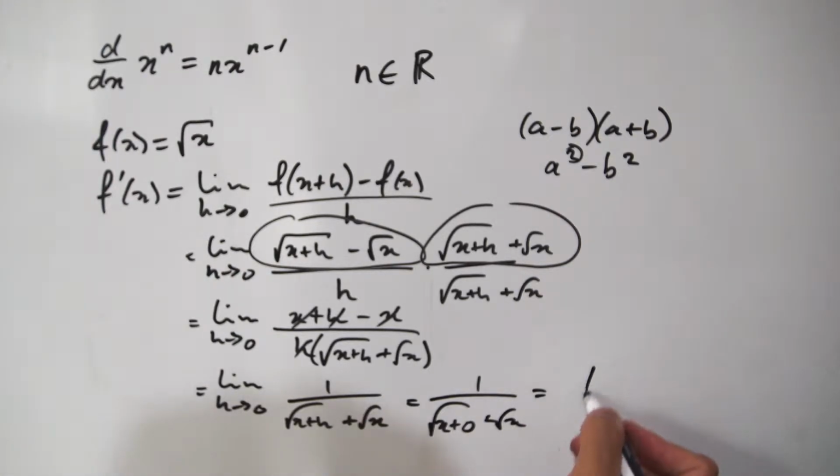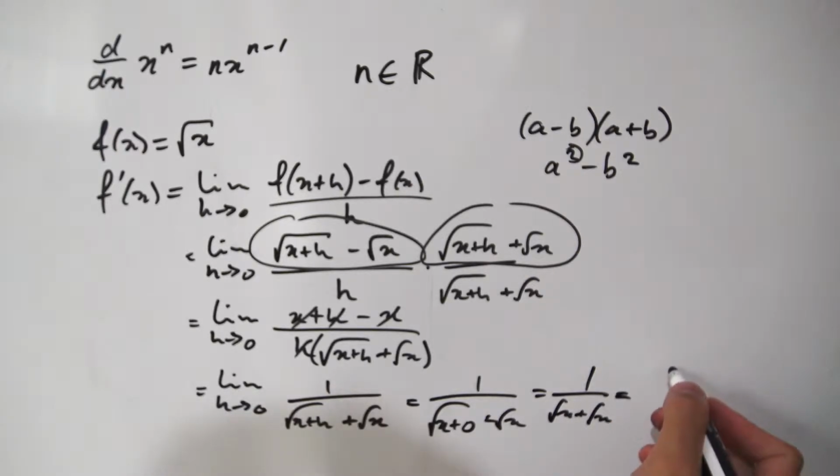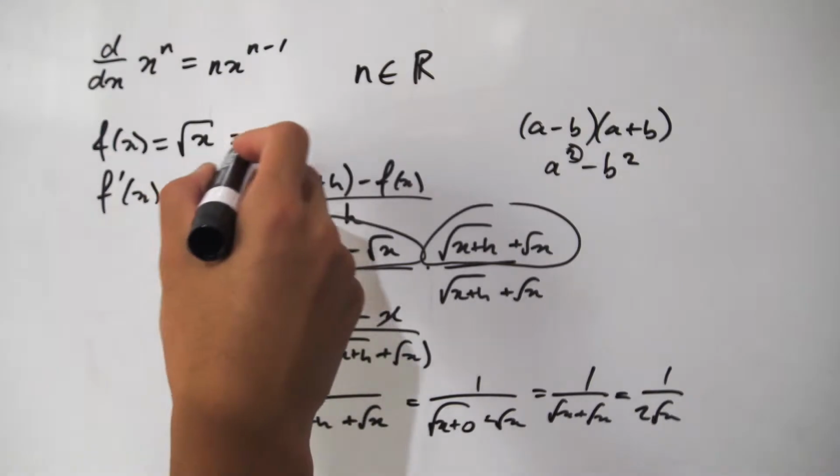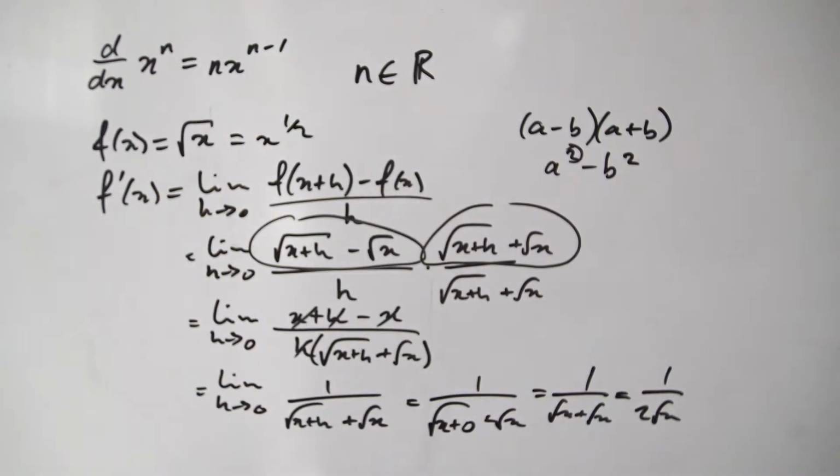And what is that? That's 1 over the square root of x plus the square root of x. And that's exactly 1 over 2 times the square root of x, as we were expecting. So in fact, the power rule also works for fractional powers as well.